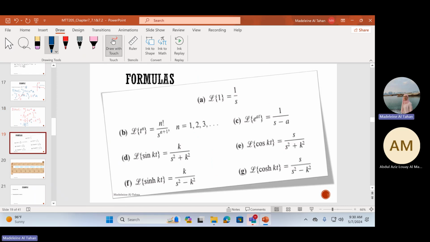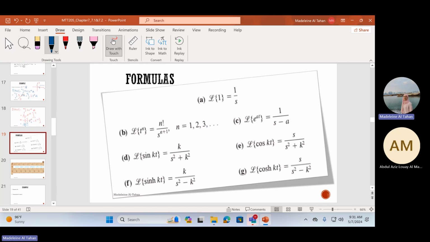Now we have some formulas that we can use immediately. Already we learned how to find them, but these formulas we can use immediately. If we have a constant, it will be constant over s. Let's say I'm telling you find the Laplace of 7. Immediately you would write it as 7 over s. If you have t to the power n, we got 1 over s squared. T to the power n is n factorial over s to the n plus 1.